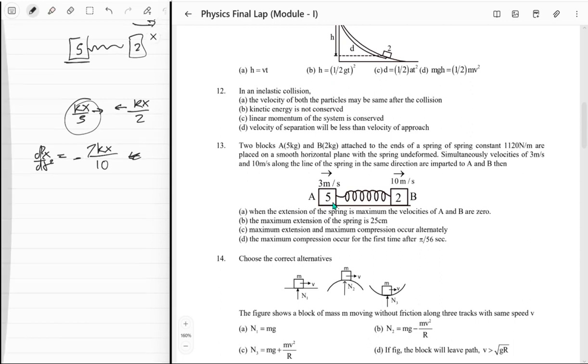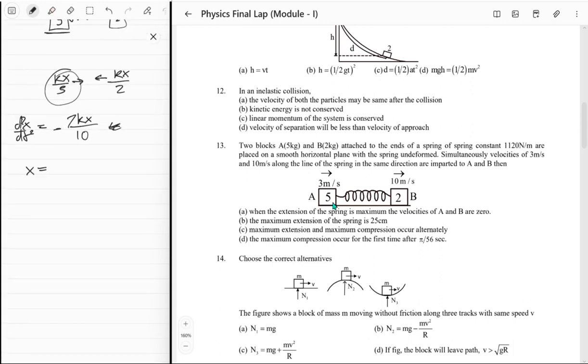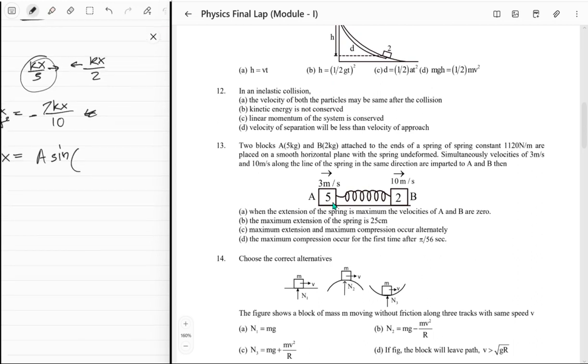So then we can find the time period, right? So x is just equal to, yeah, right, okay, it's supposed to be some kind of amplitude times sine of omega t. For omega, you just want this thing, the square root of 7k upon 10, right?